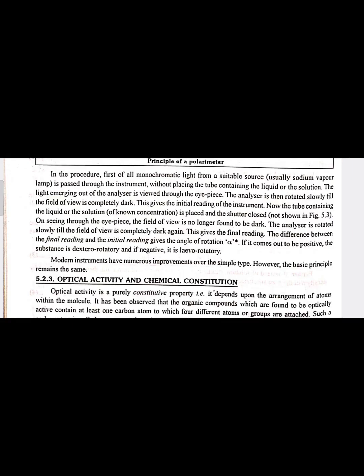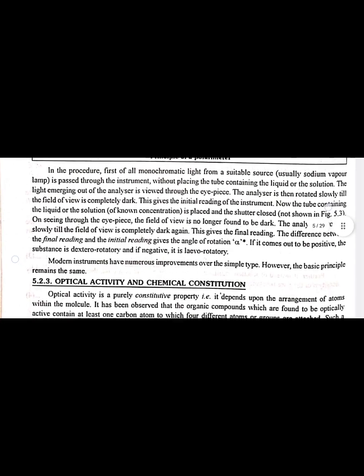In the procedure, first of all, monochromatic light from a suitable source, usually a sodium vapor lamp, is passed through the instrument without placing the tube containing the liquid or the solution. The light emerging out of the analyzer is viewed through the eyepiece. The analyzer is then rotated slowly till the field of view is completely dark. This gives the initial reading of the instrument. Now the tube containing the liquid or the solution of known concentration is placed and the shutter closed. On seeing through the eyepiece, the field of view is no longer found to be dark.